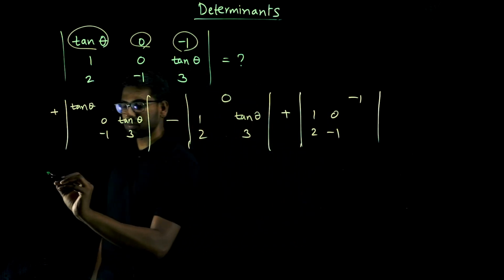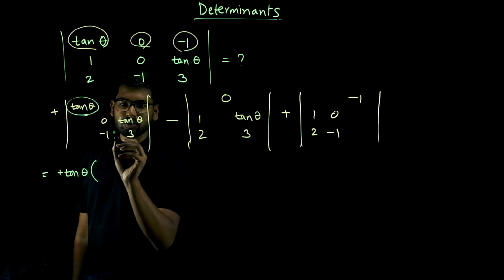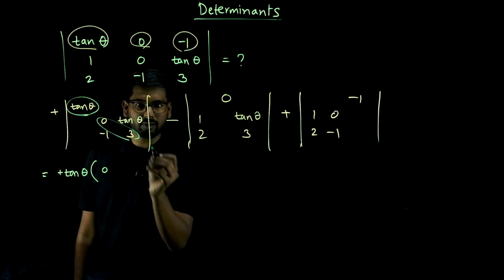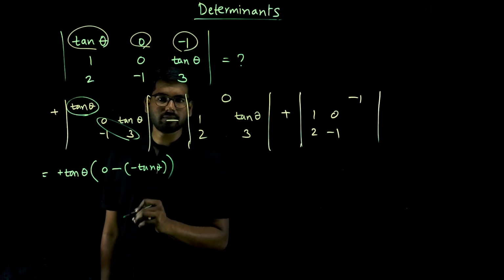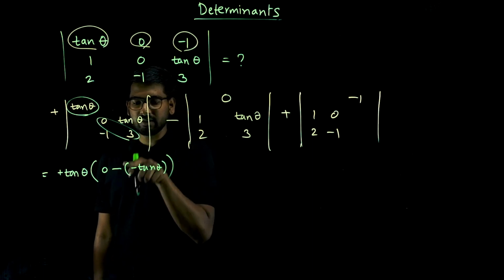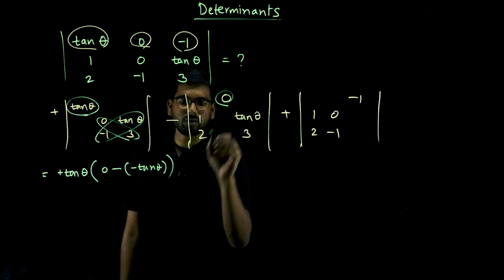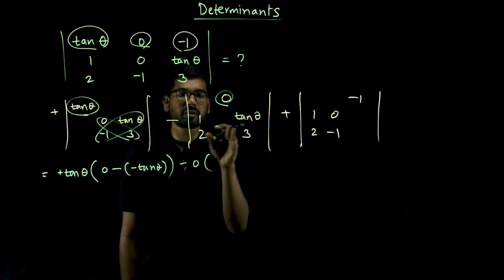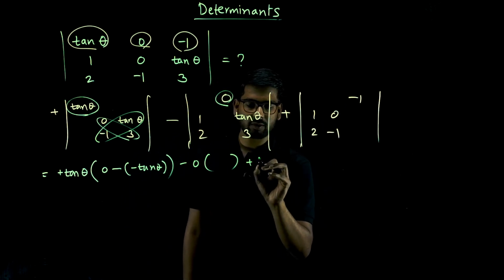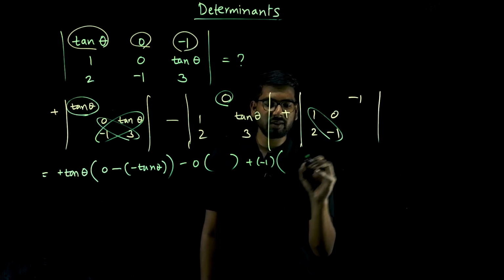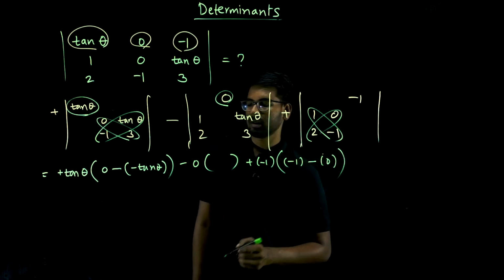Okay. Next plus tan theta into 0 into 3 is 0, anything 0 into anything is 0, minus 1 into tan theta is minus tan theta. Okay, observe the bracket, here minus is there, this minus is because we need to subtract this. Okay, minus 0, we don't need to find the determinant because 0 into that determinant will be 0. Okay, so plus into minus 1, 1 into minus 1 is minus 1, minus 2 into 0 is 0. Okay, so that's how we solve this.